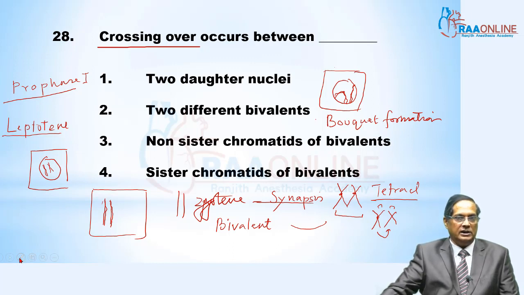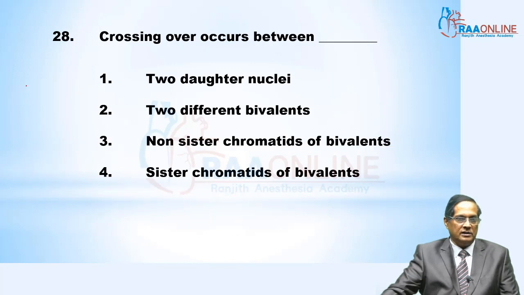And in pachytene, 2 non-sister chromatids of a bivalent are involved. Let's check again. What is a non-sister chromatid? This is a chromosome with 2 chromatids, and these 2 chromatids are called sister chromatids. Now this is also a chromosome, the homologous chromosome of the previous one.